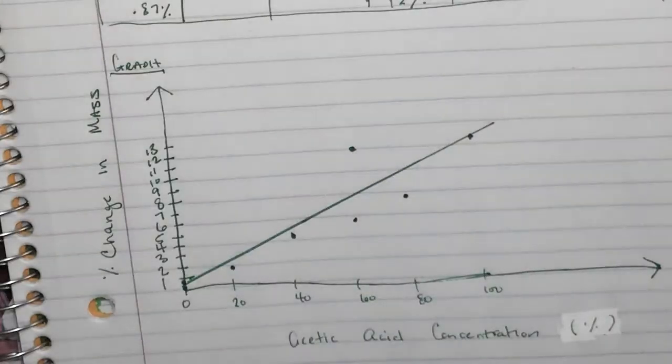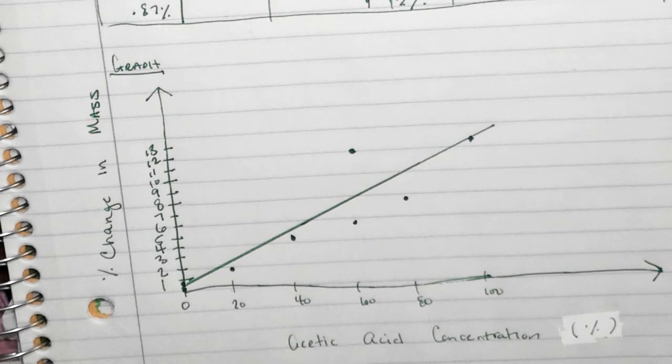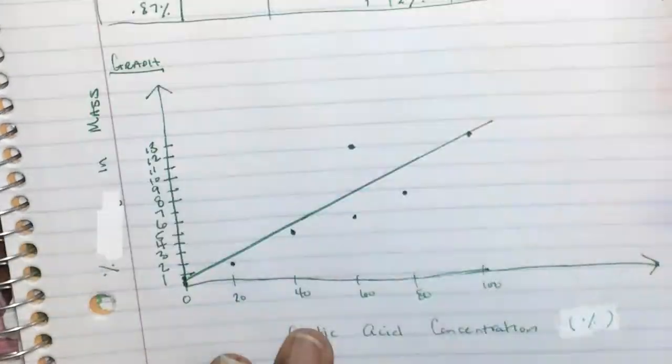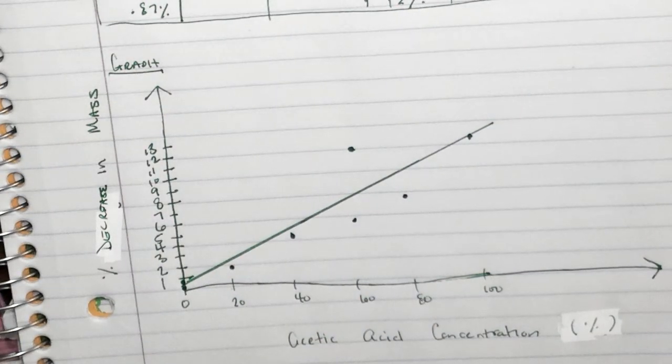And did the mass change positively or negatively? Negative. Yeah, right, because it lost mass, right? So I'm going to change it from percent change to percent decrease in mass, so nobody's confused. Percent decrease in mass.